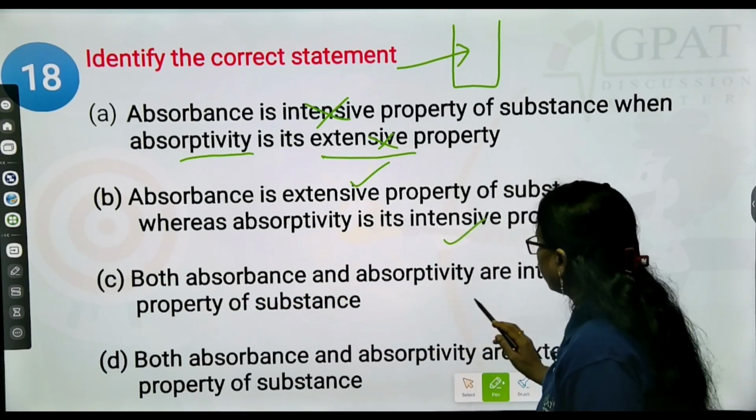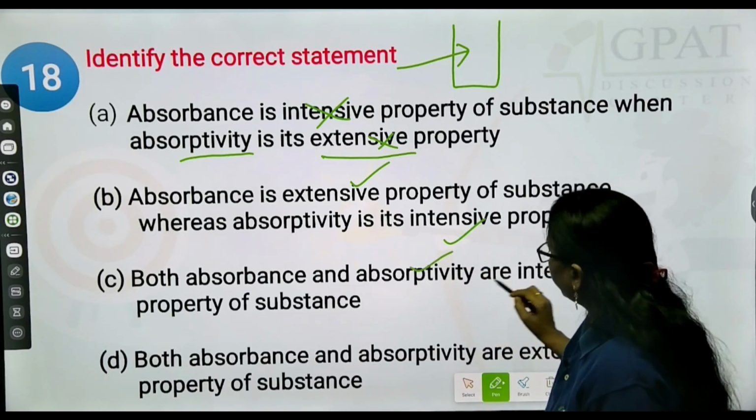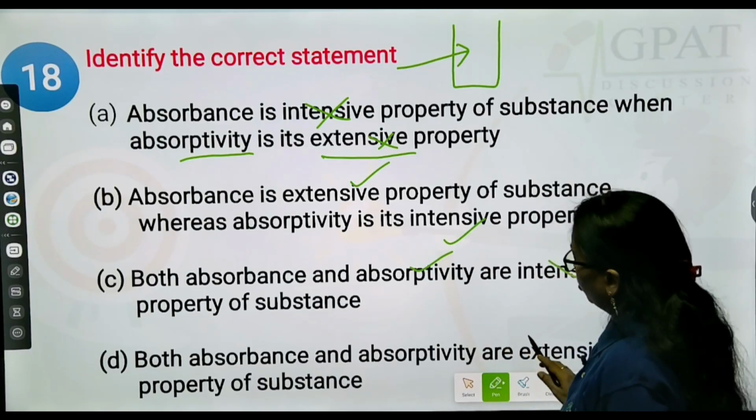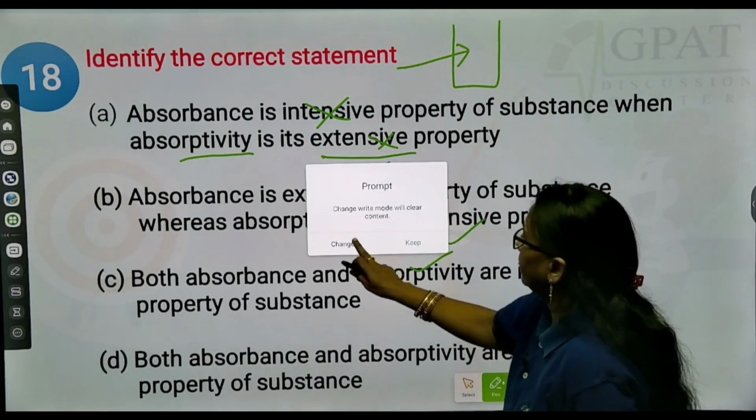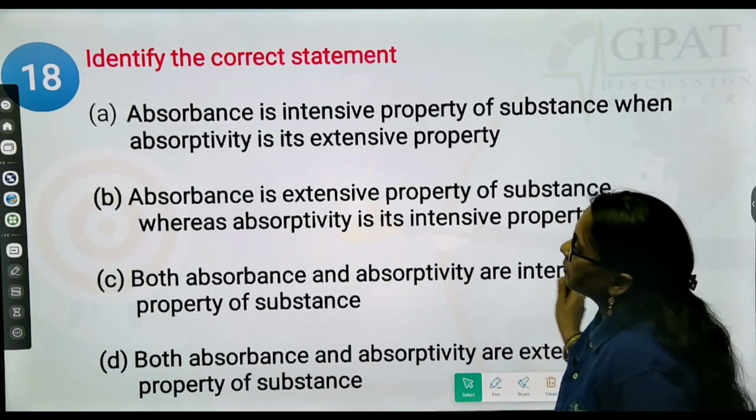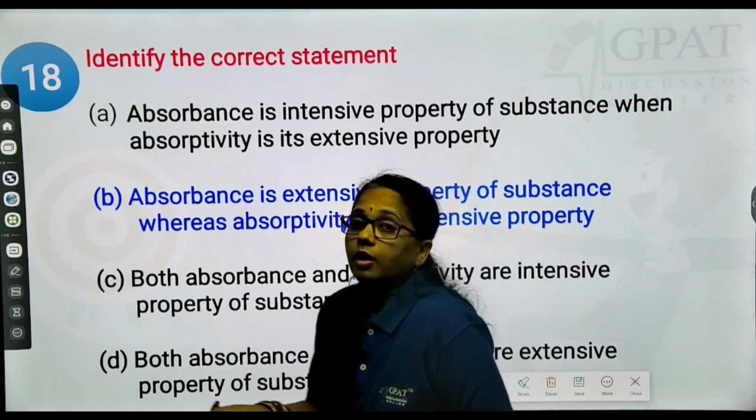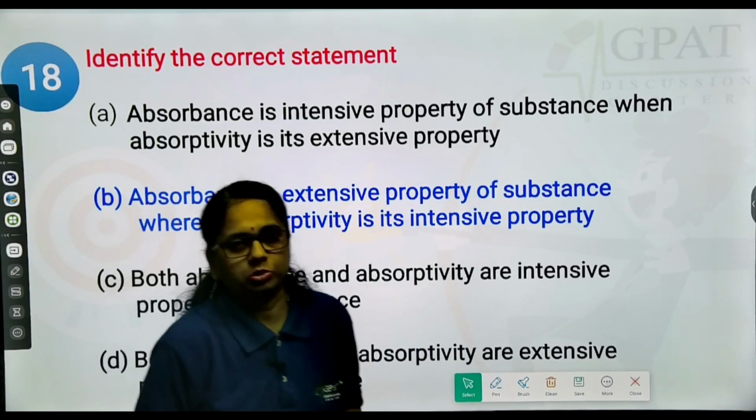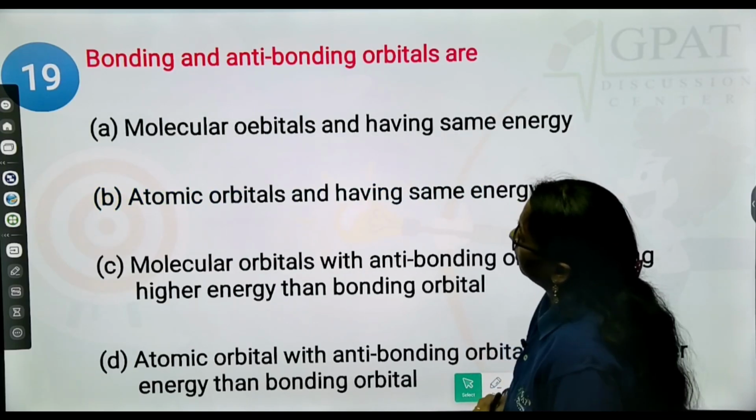Both absorbance and absorptivity are intensive. No, not at all. Only absorptivity is the intensive property. Both absorbance and absorptivity are extensive. No. So obviously option B is going to be the right answer. Absorbance is an extensive property, whereas molar absorptivity is going to be the intensive property. Okay, so we will move to the next question.